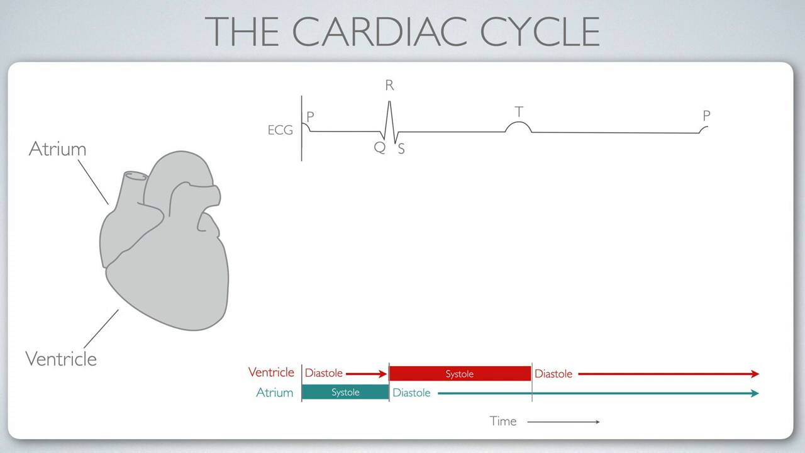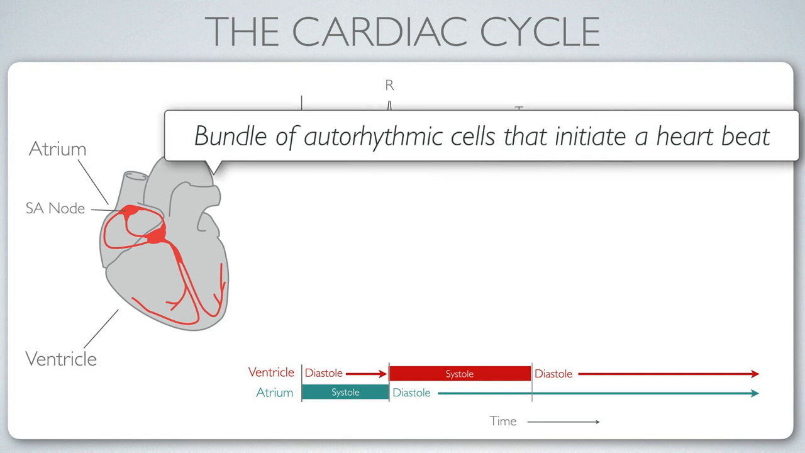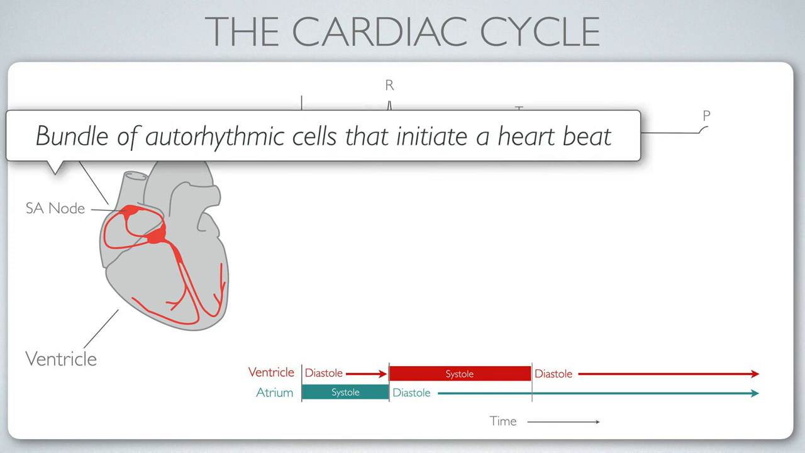Those autorhythmic cells are localized in very particular regions of the heart. So altogether, they form a network that looks something like this. The first bundle of autorhythmic cells is known as the SA node. The SA node is a bundle of autorhythmic cells that initiate a heartbeat. So the SA node really drives the beat of the heart.